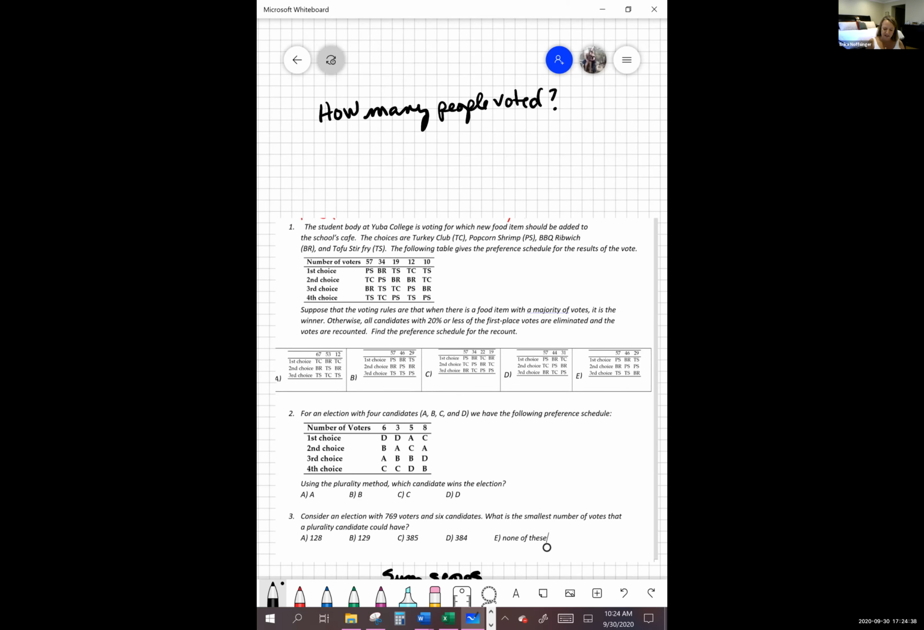Again, the top row is telling us how many had that order of preference. So we have 57 for the first column, 34 for the second column, 19 for the third column, 12 for the fourth, and 10 for the fifth. And so I get that there are 132 voters.